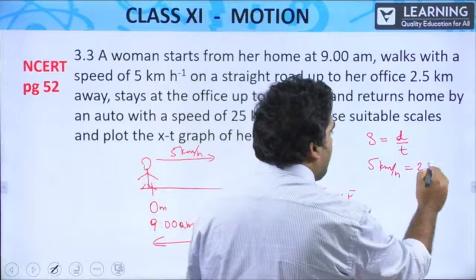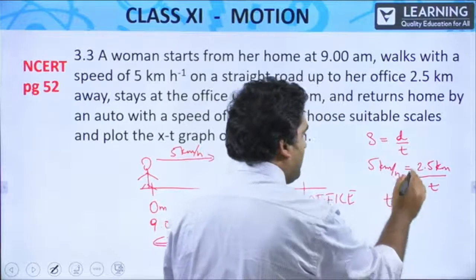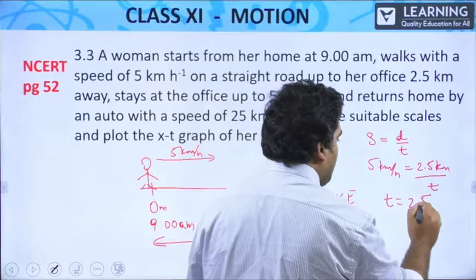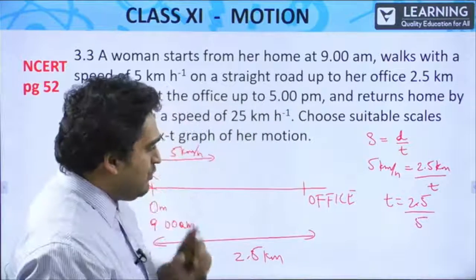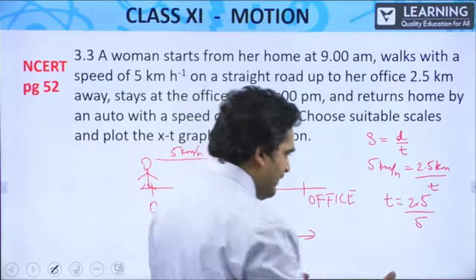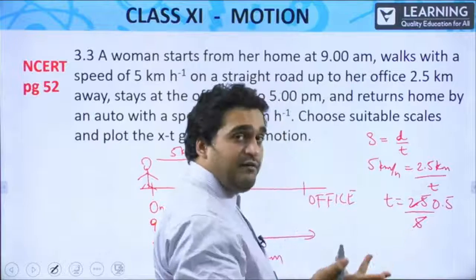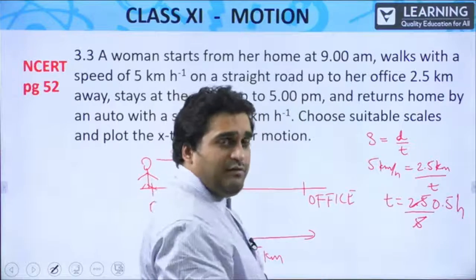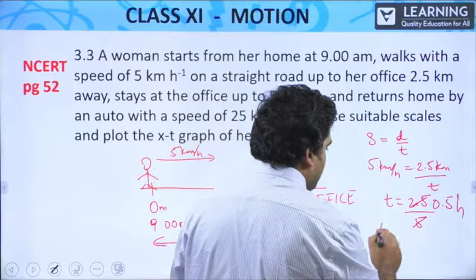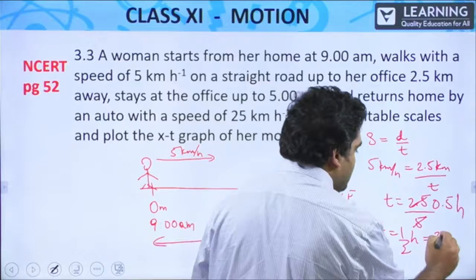Distance is 2.5 km. We have to identify time. So time equals 2.5 divided by 5. 2.5 divided by 5 is 0.5 hours. 0.5 hours means 1 by 2 hours, half hour, 30 minutes.